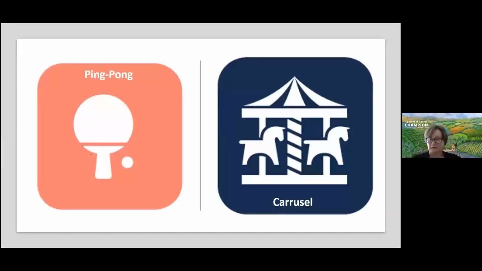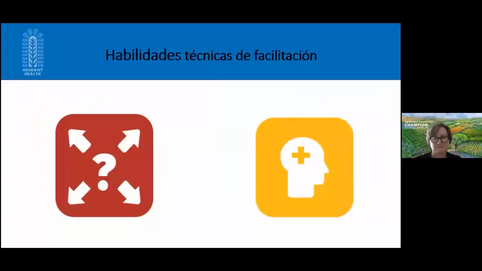The next concept is the carousel. And the carousel would just go from one question to the next, to the next, to the next. And we go around in circles.